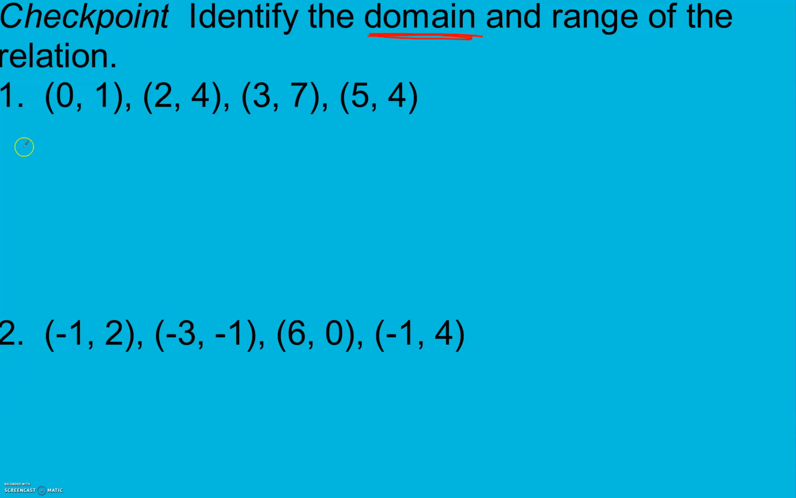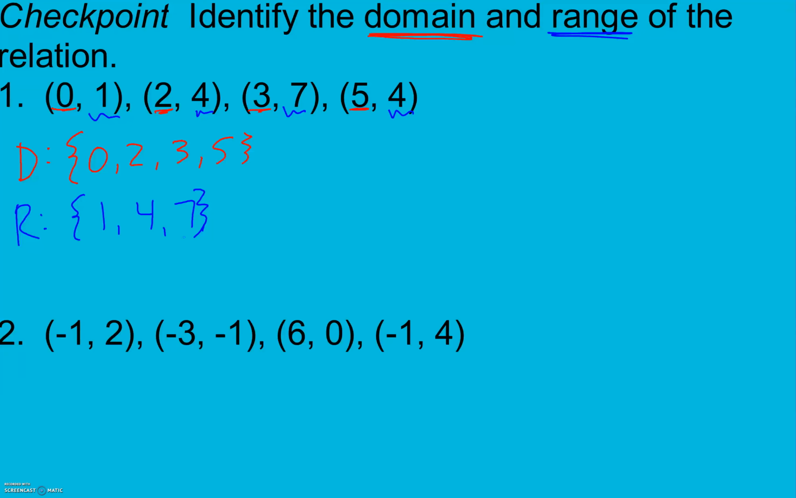Domain are x's, 0, 2, 3, and 5. And range are our y's, 1, 4, 7, and 4, but we already have 4, so we just close off our set there.